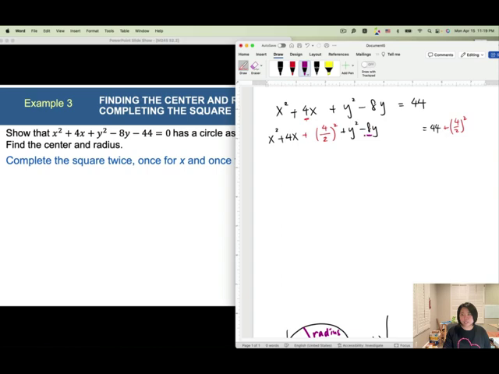Okay, so my negative 8, that will be my b again. So I'm going to add negative 8 over 2, squared. Same idea, we're going to do the same thing on the right hand side.